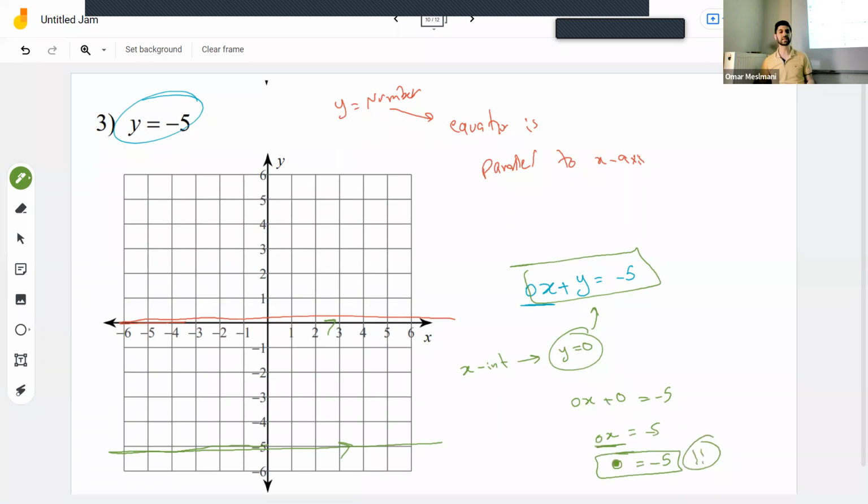It means that I have an error, so I can say that there is no x-intercept here. Why is there no x-intercept? Because I do have an error. Okay, do you understand?